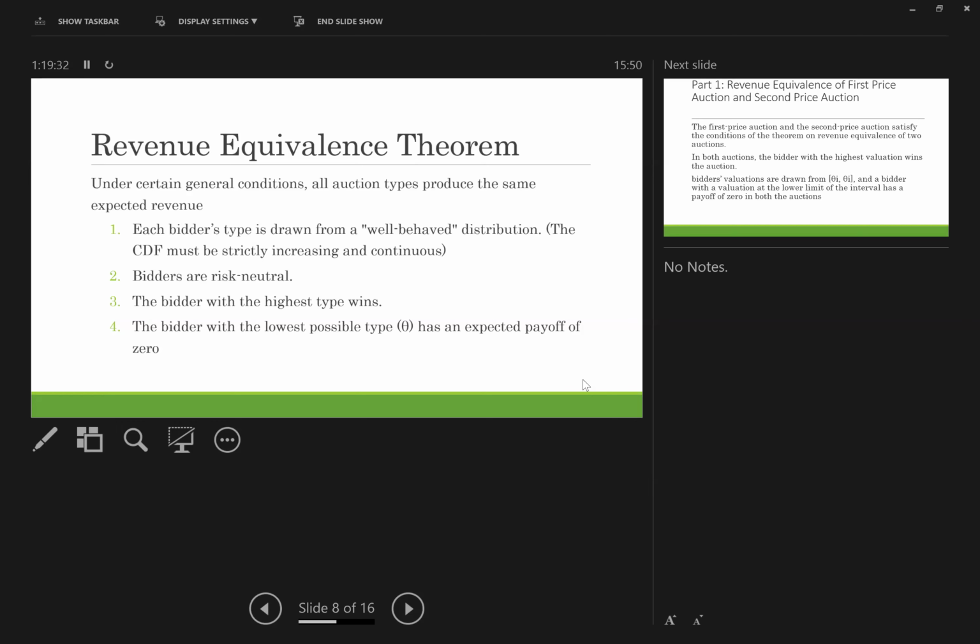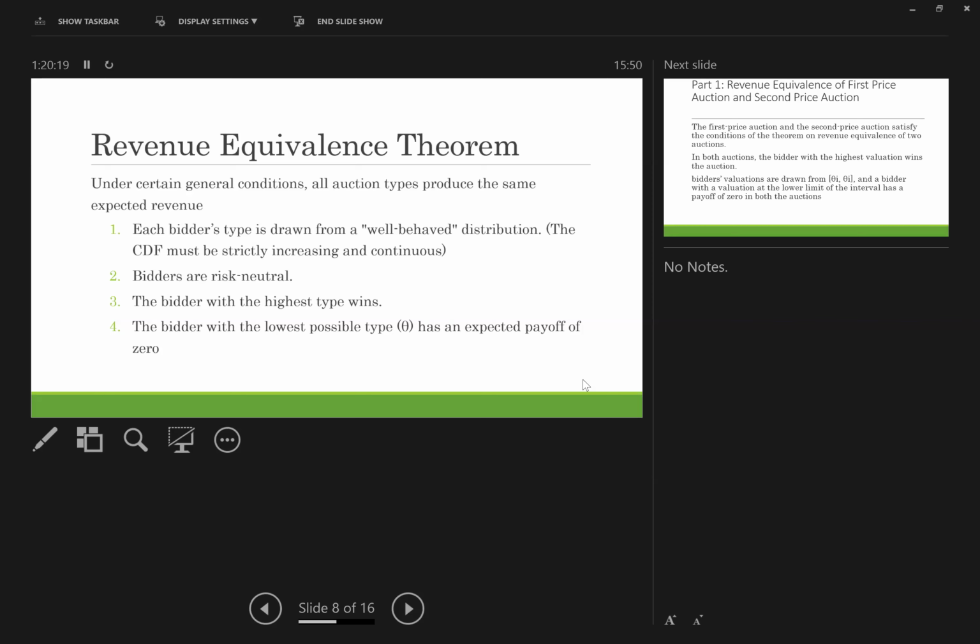In this case, we are looking at these conditions. The first one is that each bidder type is drawn from a well-behaved distribution, in the sense that we have what we call the cumulative distribution, which must be strictly increasing and continuous. The bidders are rational. They are also risk neutral. The bidder with the highest type wins. And the bidder with the lowest possible type has an expected pay of 0.